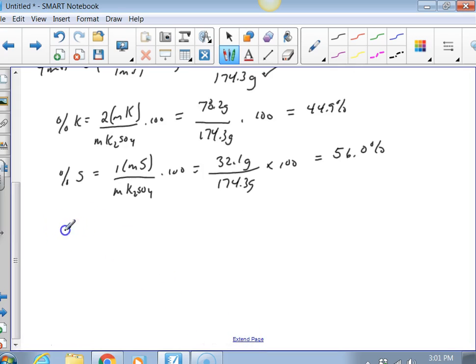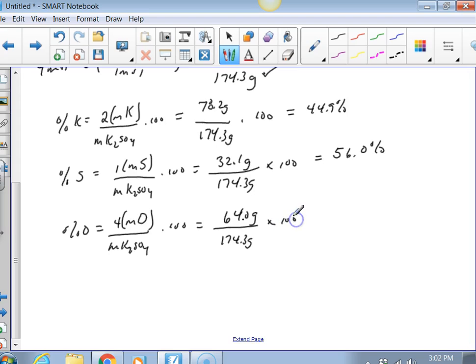And then our last one, the percentage of oxygen, is going to equal 4 times the mass of oxygen divided by the mass of K2SO4 times 100. So 64 grams divided by 174.3 grams times 100. So 64 divided by 174.3 times 100, 36.7%.